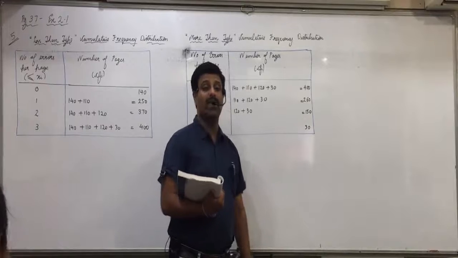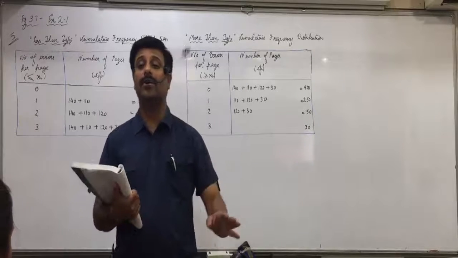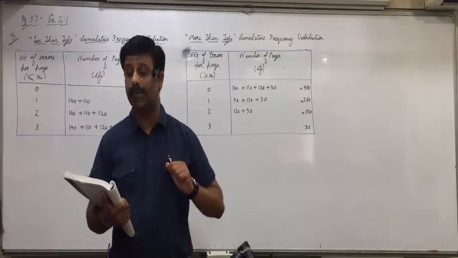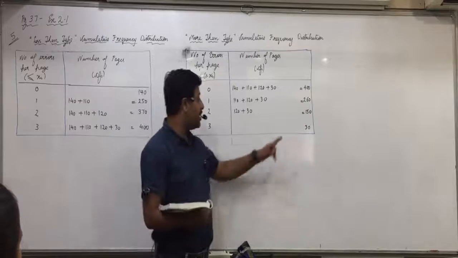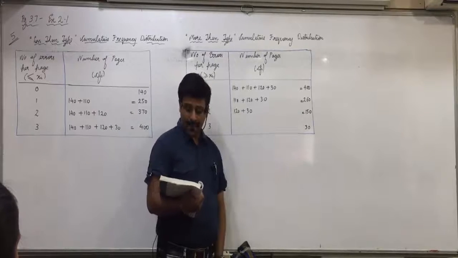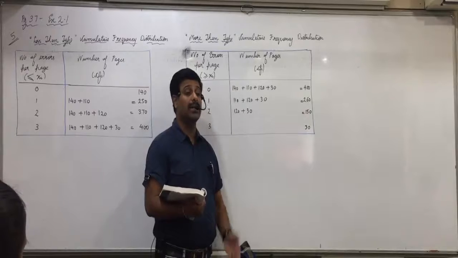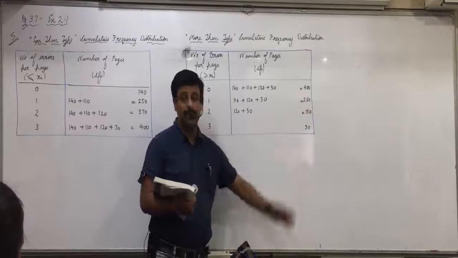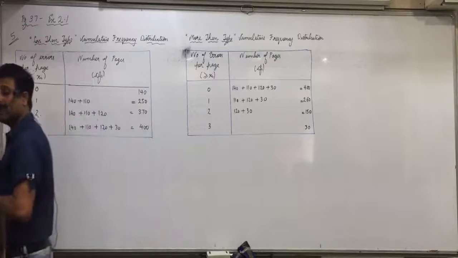If I say more than or equal to 1 error, it will include 1, 2 as well as 3 errors. So 110 plus 120 plus 30, that is 260. And if I say more than or equal to 0 errors, then all of them will be included, that is 400. Understood this portion, everyone? Yes.